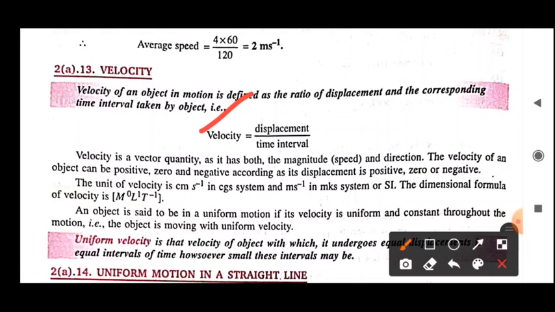And here you can see the unit of velocity is the same as that of speed, and its dimensional formula is also the same. Now uniform velocity means the body covers equal displacements in equal intervals of time, howsoever small the interval may be. In the same manner as we defined uniform speed, you can define uniform velocity also.